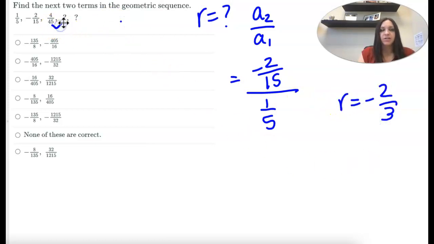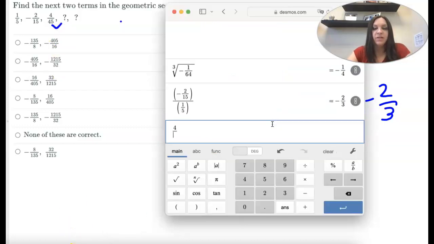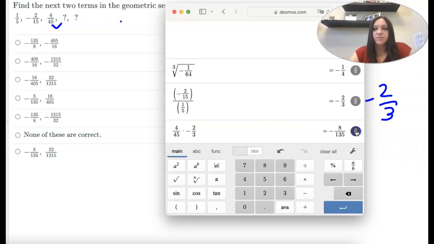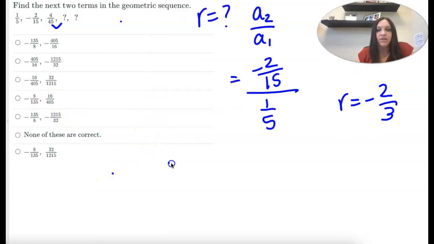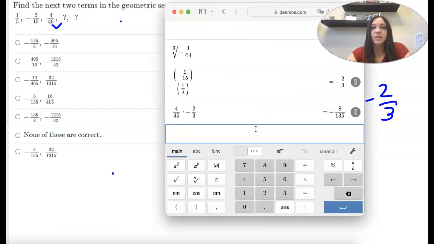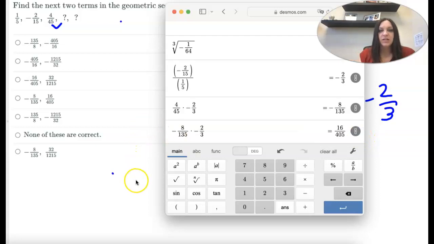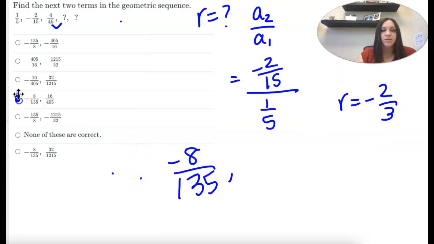So to get to the next term, do 4 over 45 times negative 2/3, which is negative 8 over 135. And then same thing, you just keep multiplying by that same thing. So negative 8 over 135 multiplied by negative 2 over 3 is 16 over 405. So it would be this one.